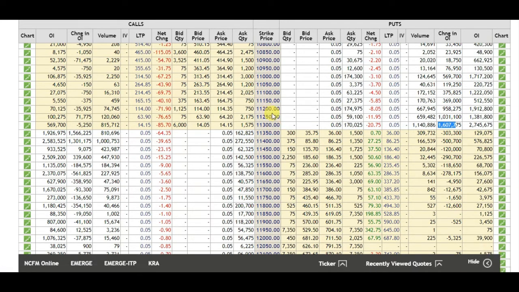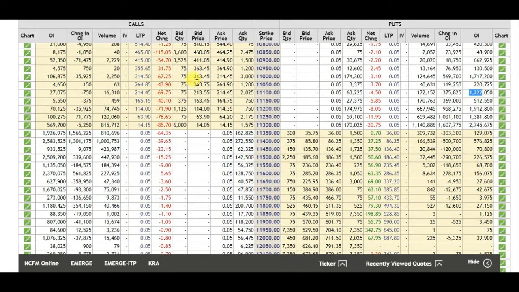And in case Nifty breaks this support, then 11,200 is going to be our second strong support. Even if we see further downside at strike price 11,100, we can see the change in open interest is almost 3.7 lakh contracts, and the cumulative open interest is almost 12 lakh contracts.